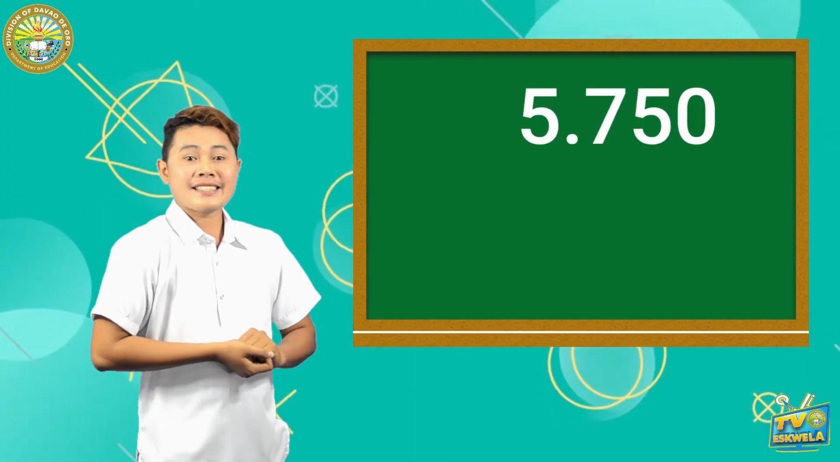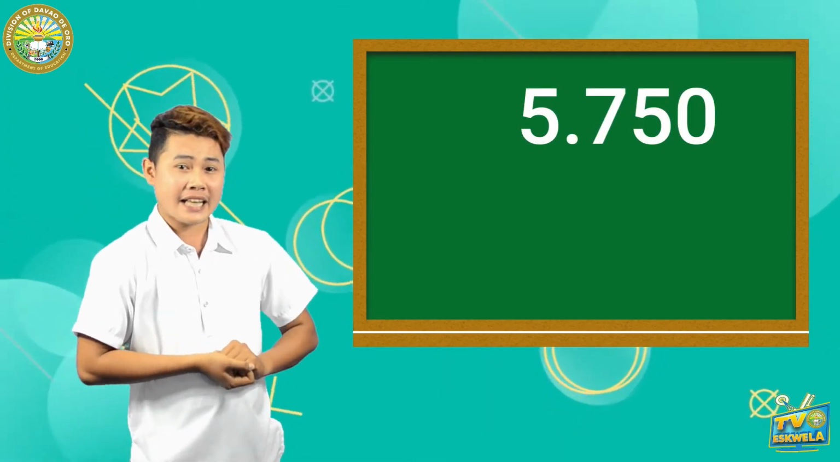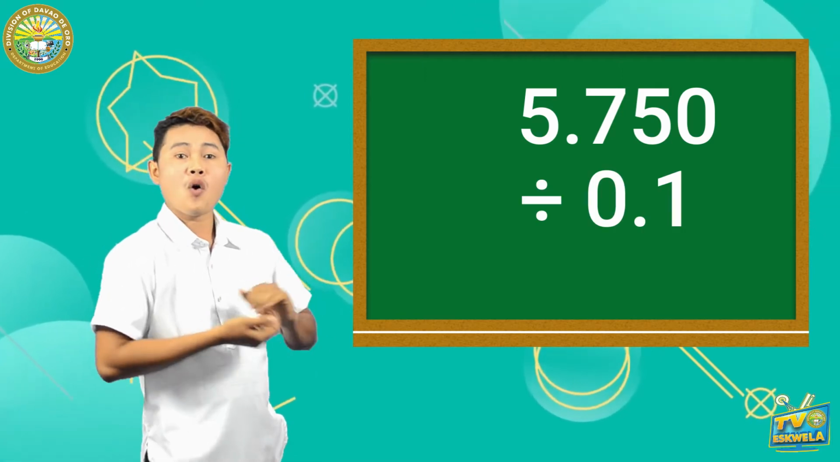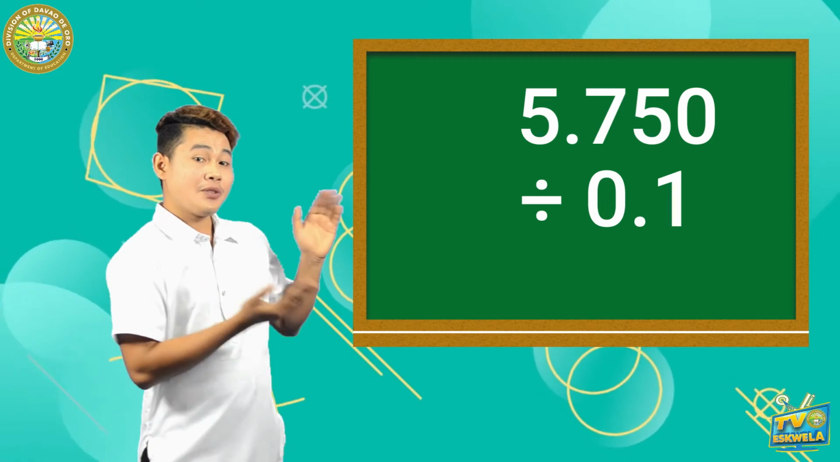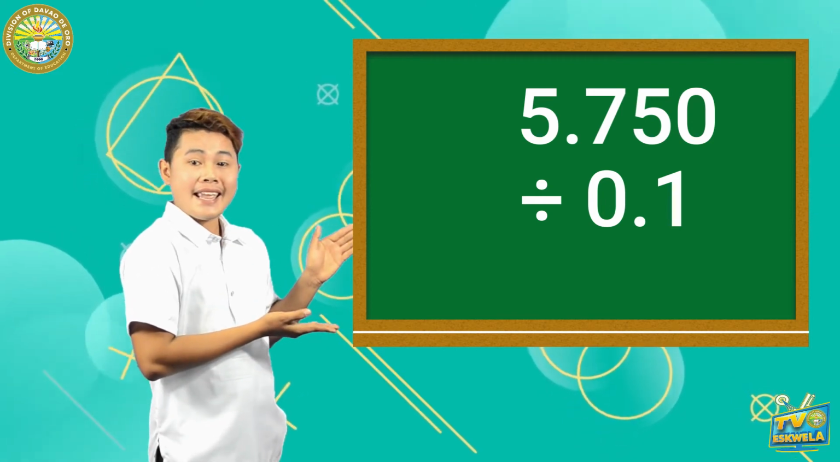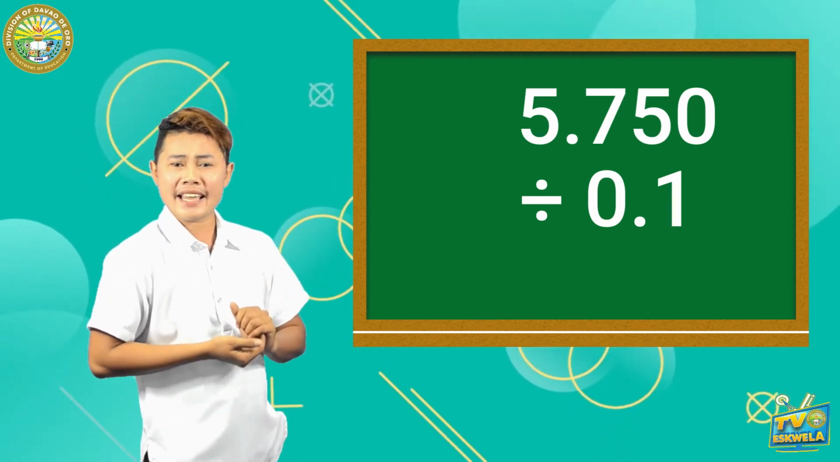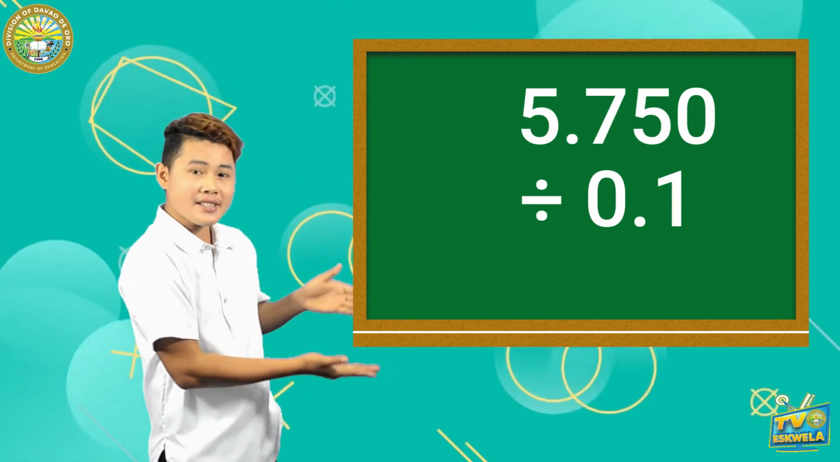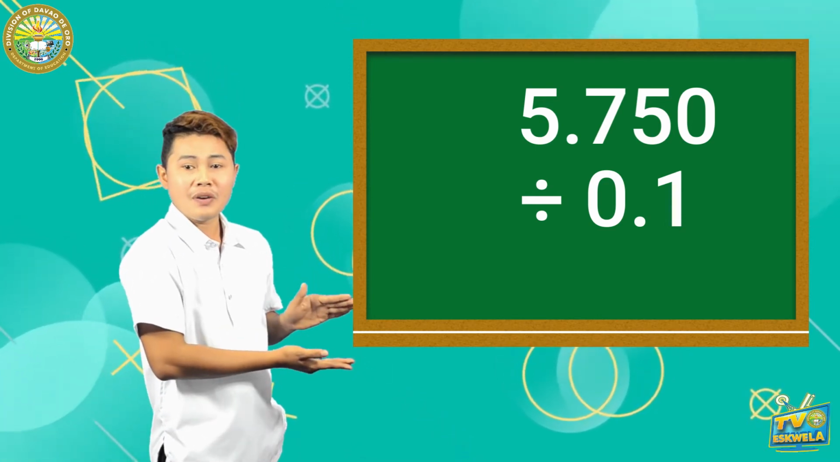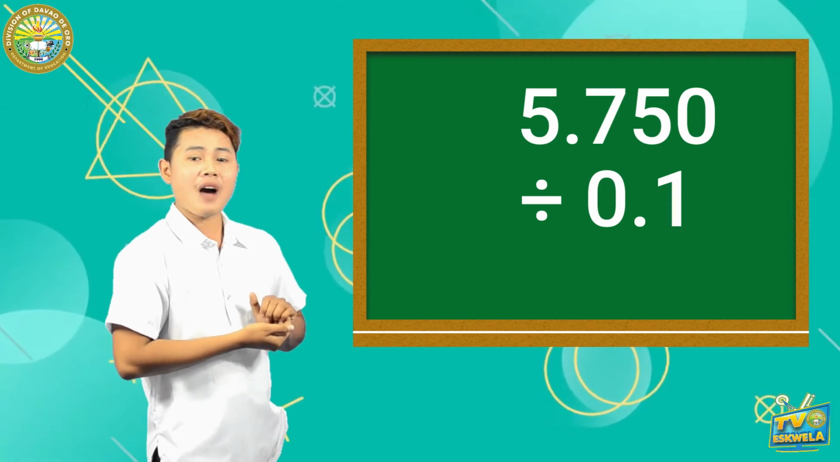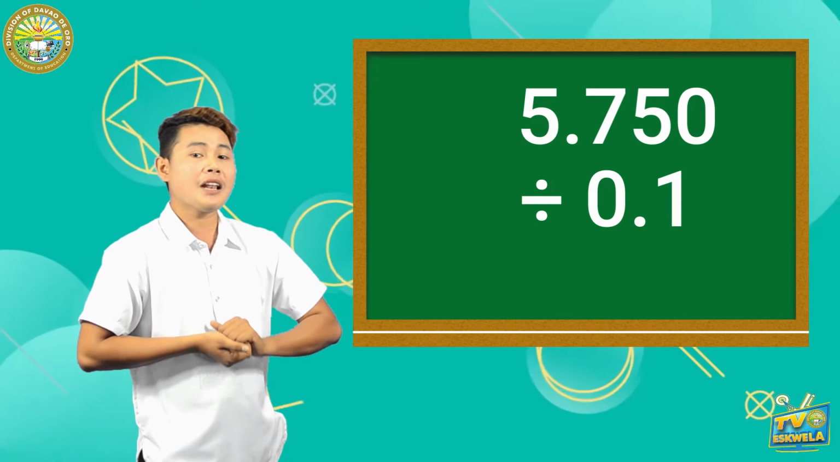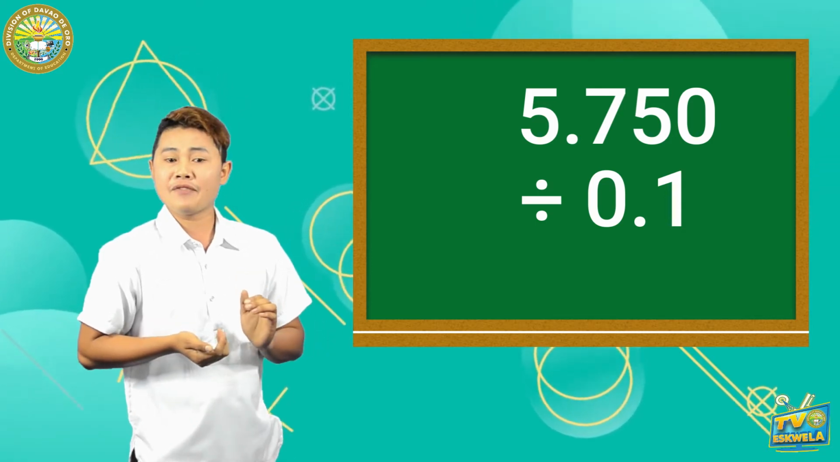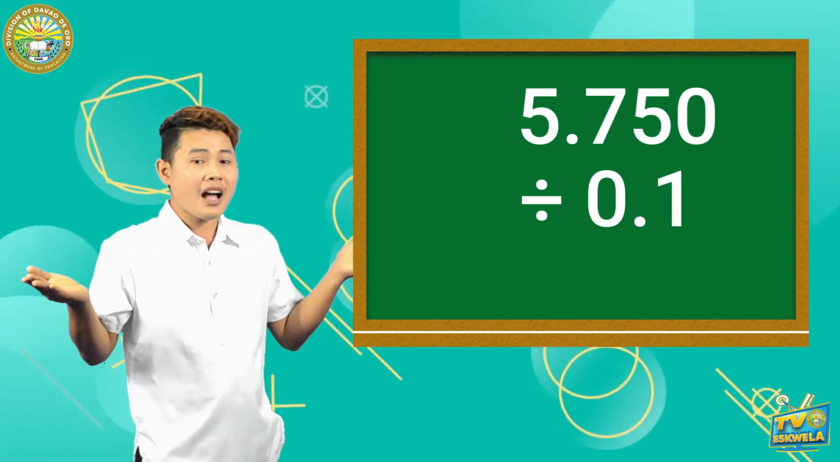5 and 750 thousandths divided by 1/10. To do this, we will see how many decimal places are in our divisor and move the decimal point of our dividend according to the number of decimal places in our divisor, and we have our quotient.